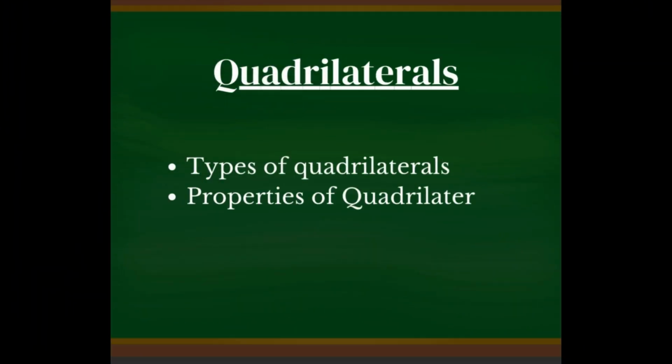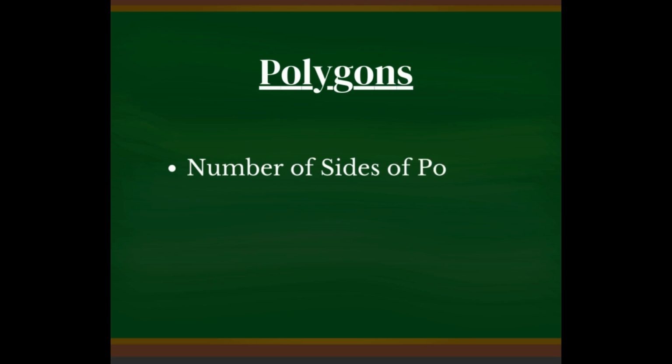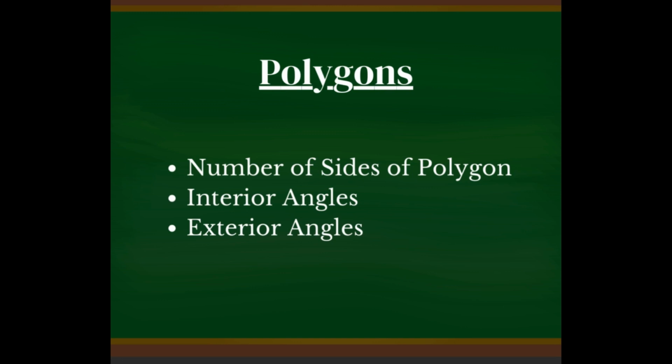Then next comes quadrilaterals. What are the different types of quadrilateral? Then next come polygons. How to find the interior angle and exterior angle of the polygon. If they give the interior angle or exterior angle, how to find the number of sides of the polygon.